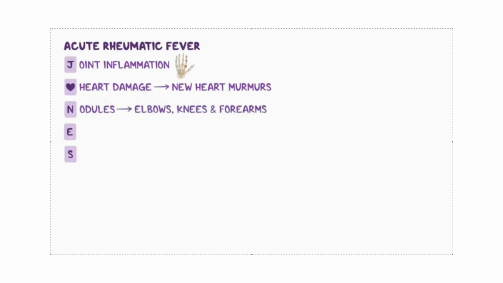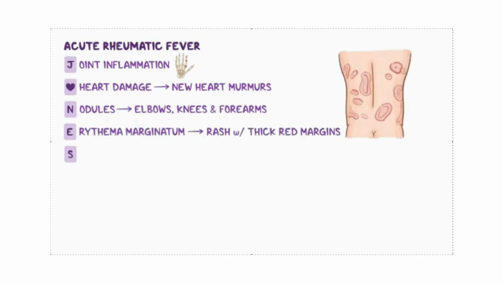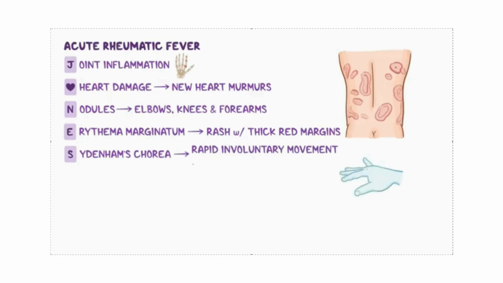Finally, with acute rheumatic fever, look for the Jones criteria. Here's a mnemonic to help remember the major criteria. Jones, where J is for joint inflammation, O is for heart damage that causes new heart murmurs, N is for subcutaneous nodules typically seen on the elbows, knees, and the forearms, E is for erythema marginatum, a rash with thick red margins, and finally S is for Sydenham's chorea, which is characterized by rapid involuntary movement of the face and hands.